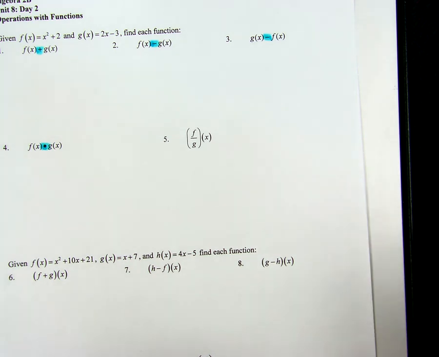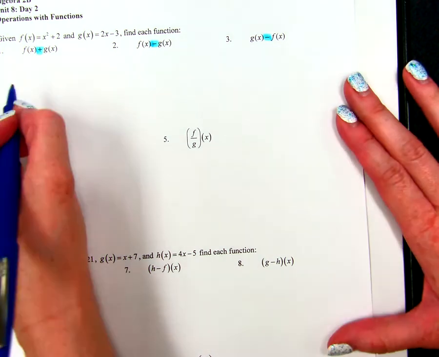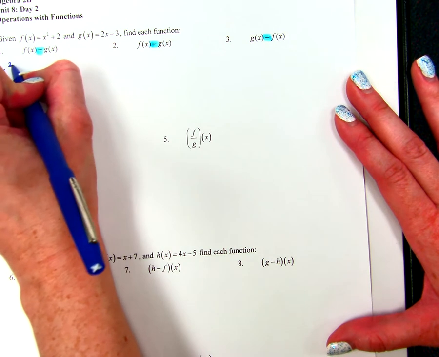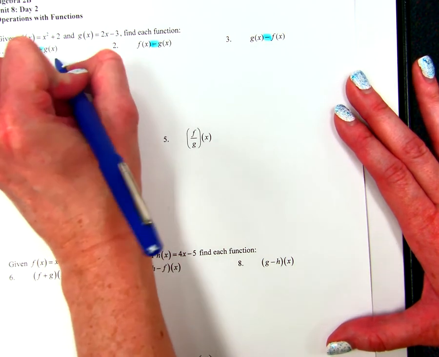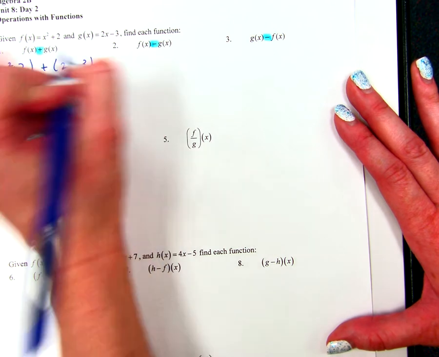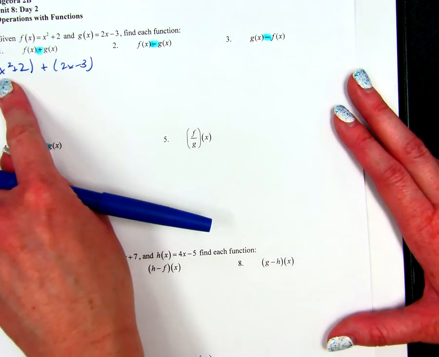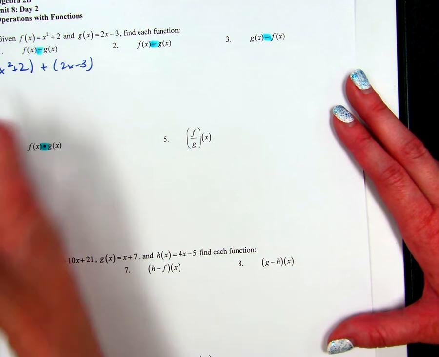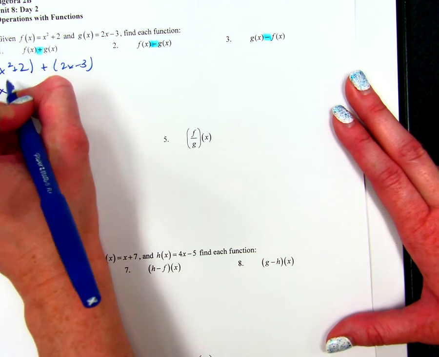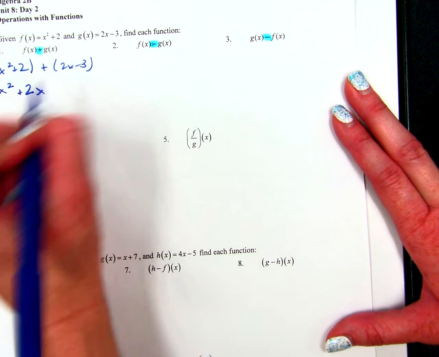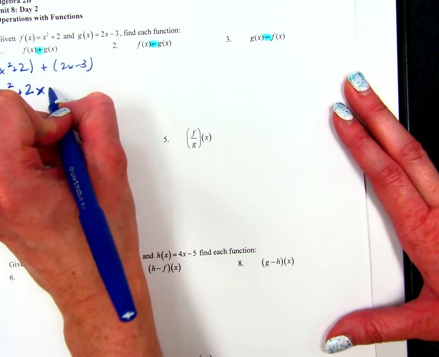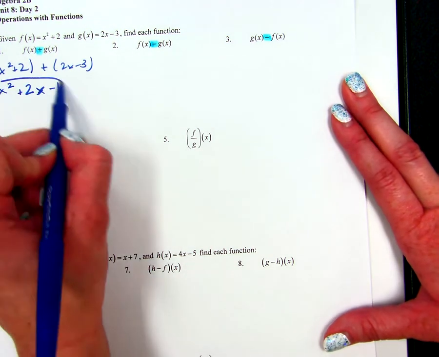So 1 says f of x plus g of x. So I'm going to rewrite my equation. I have x squared plus 2 plus my g of x, which is 2x minus 3. All I'm doing for this is adding. I'm combining my like terms. So I'll start with my largest. I have x squared plus 2x, and then I have 2 and negative 3, which combines to negative 1. So that's all I'm doing for number 1.